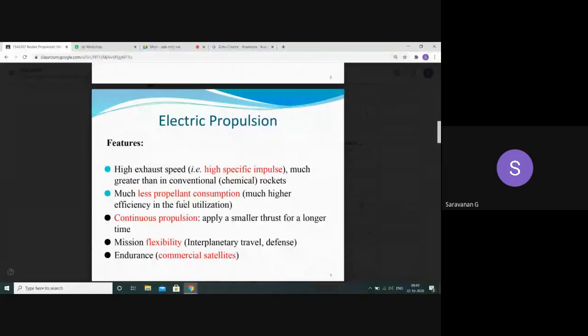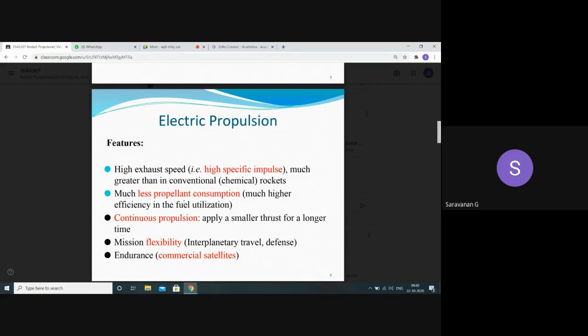Here we don't have any oxidizer. We have only fuel, in the form of gas only. So that consumes less propellant, but with the less consumption of propellant, we can use the fuel more effectively to generate thrust. Similarly, it is continuous propulsion, there is no discontinuity. So we can apply a smaller thrust for a longer duration. The duration of operation is very long.